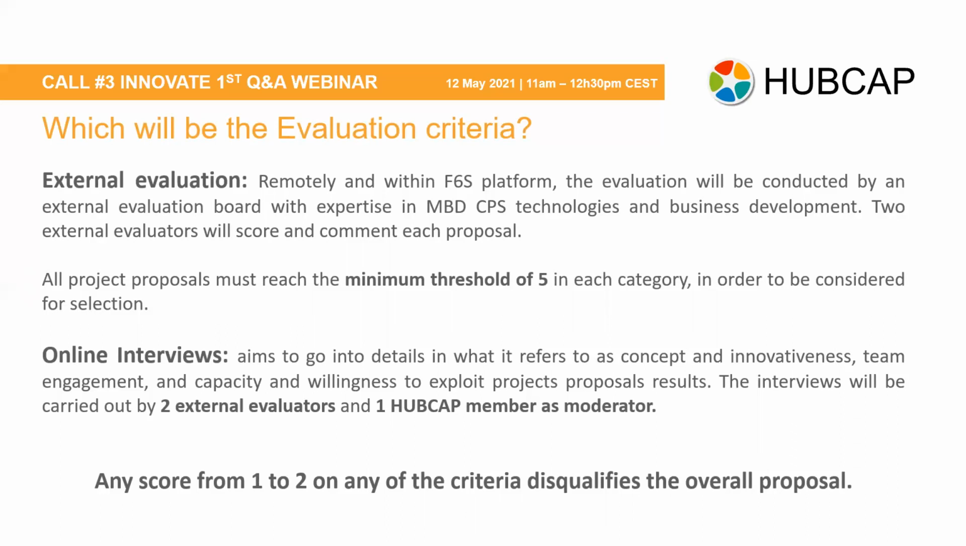The evaluation criteria. For the external evaluation, we will present the list of the evaluation criteria, but it will be held remotely within the F6S platform. The evaluation will be conducted by a pool of external evaluators with expertise in model-based design, cyber-physical technologies, and business development. Each project proposal will be assessed by 2 external evaluators that will provide scoring and comments for each proposal, taking into consideration each criterion. All project proposals must reach a minimal threshold of 5 in each category in order to be considered for selection.